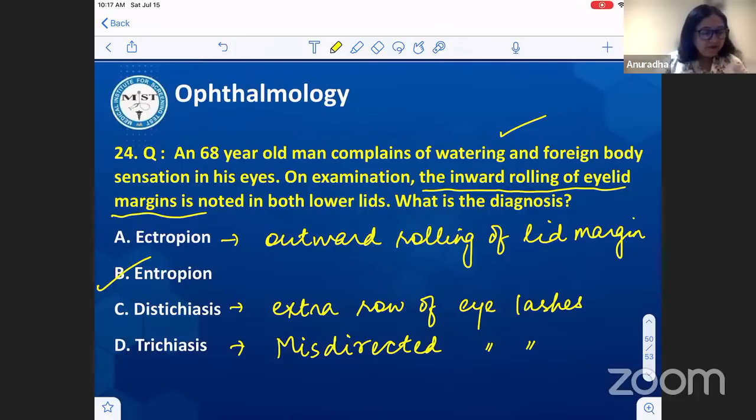I want 20 questions from this, beta. Normally you will get between 16 to 17 questions of ophthalmology. So I want all of these should come from here.